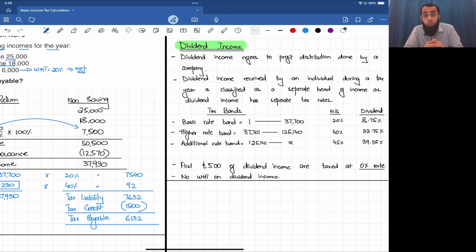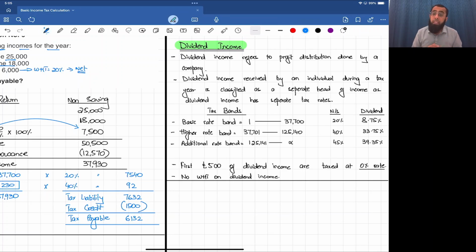I hope you all remember that in the previous class we started our discussion on the first chapter of our advanced taxation course, and this was basic income tax calculation. In today's class we will move forward with our discussion of this chapter, and we will be discussing taxation of dividend income and some rules relating to taxation of trust income.